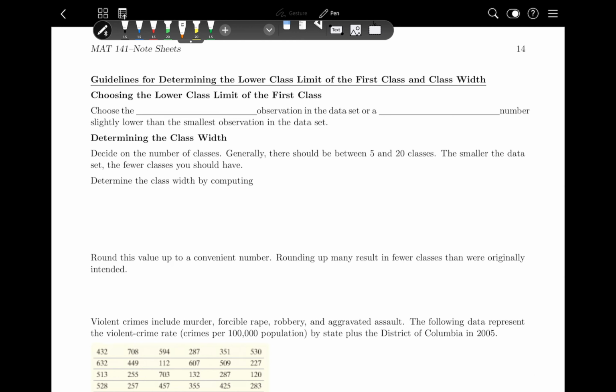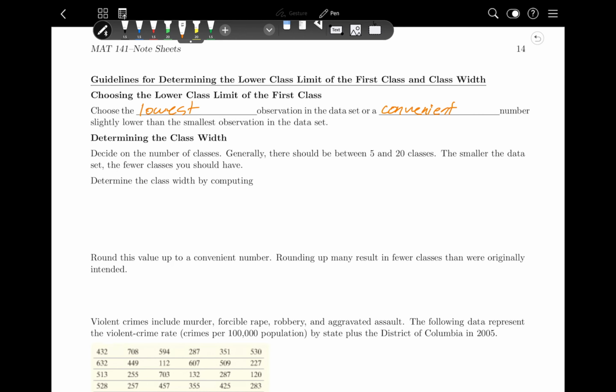So what you want to do is start out by choosing the lowest observation in the data set or a convenient number slightly lower than the smallest observation in the data set. So you don't have to use the smallest number. You can use a number near it. So let's say your smallest number was 2017. You probably don't want to use 2017. You'd probably use 2000 or 2010.